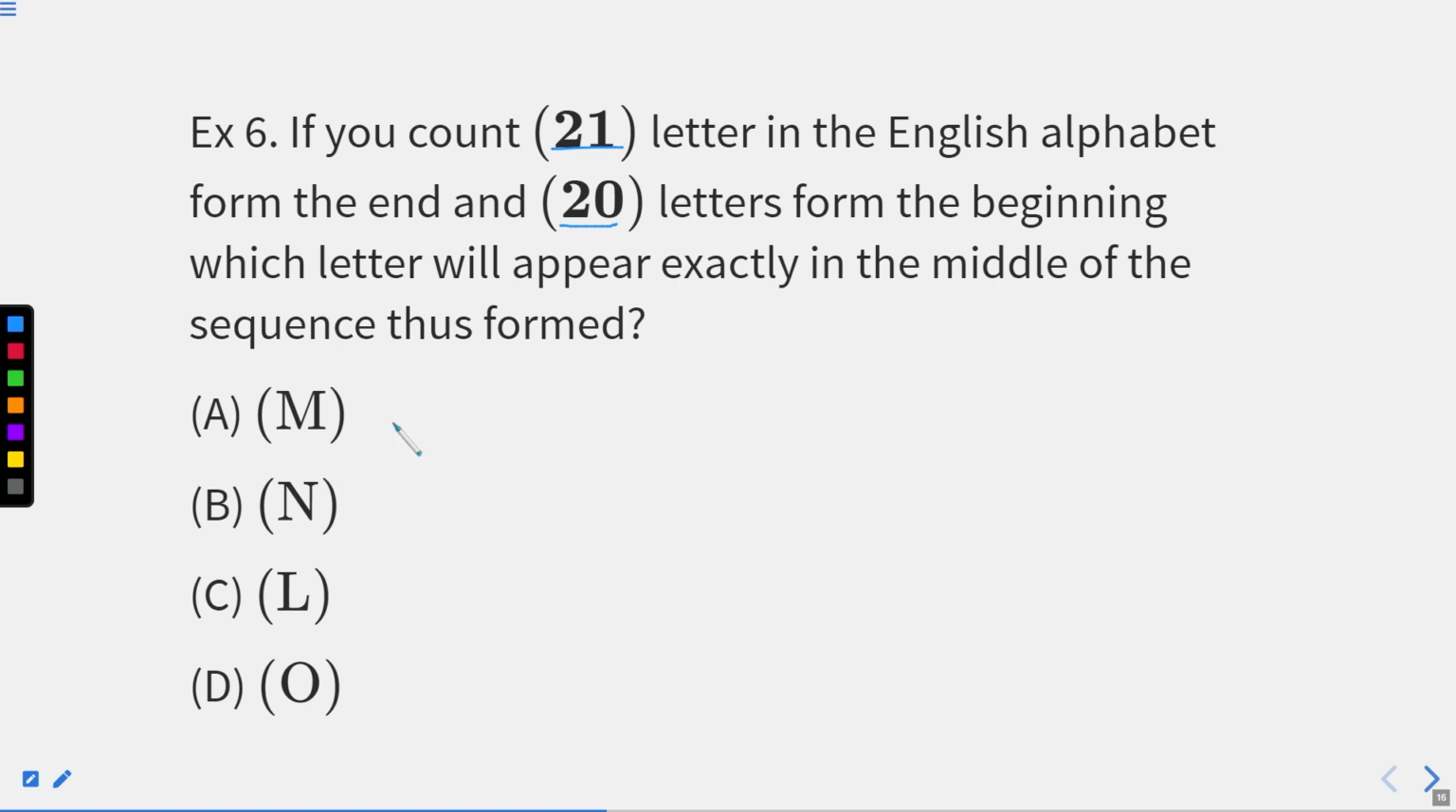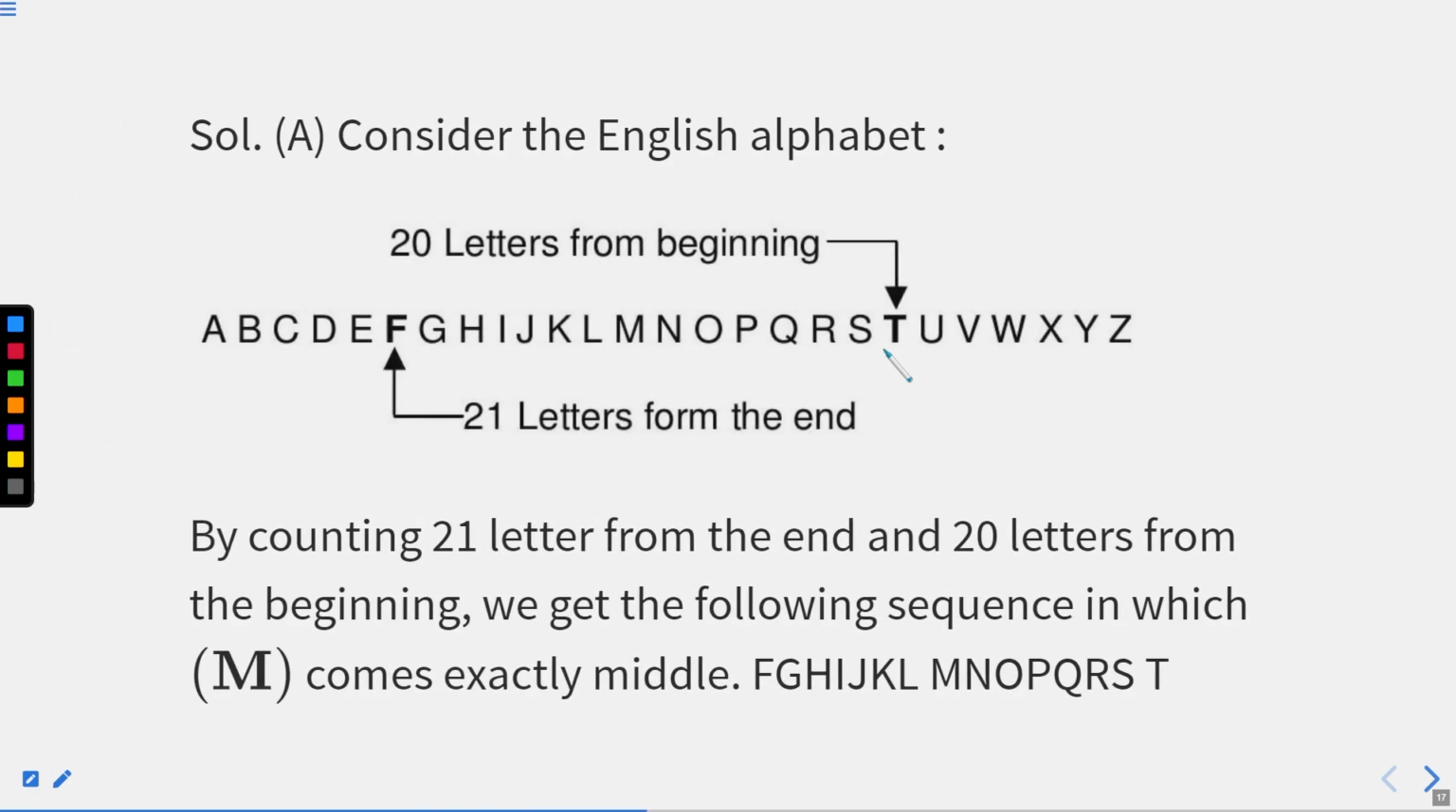Now what exactly we need to do? We need to read the question properly. Which letter will appear exactly in the middle? You can mark it out. What they are asking? The letter in the middle. As soon as we are able to understand the question well, we are able to figure out the answer with the help of this alphabetical series. Hope this question is clear.